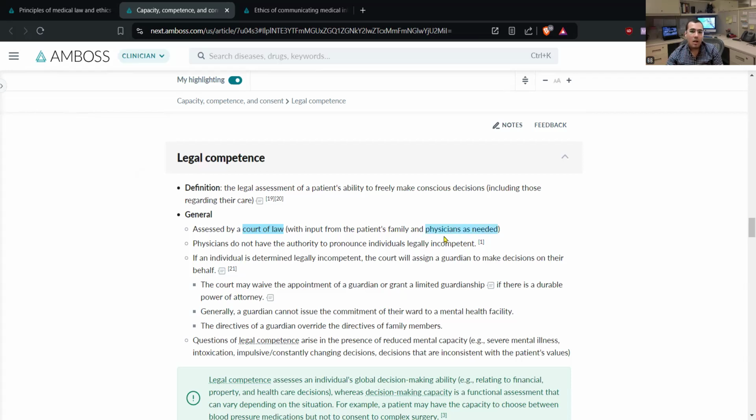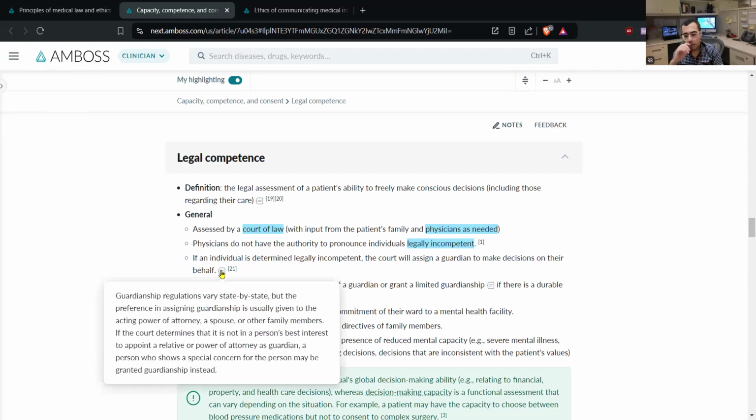As a physician, I do not have the capacity to say whether this patient is legally competent or not. Physicians do not have the authority to pronounce an individual legally incompetent. This is what I was saying to you. If an individual is determined legally incompetent, the court will assign a guardian to make decisions on their behalf. Okay.